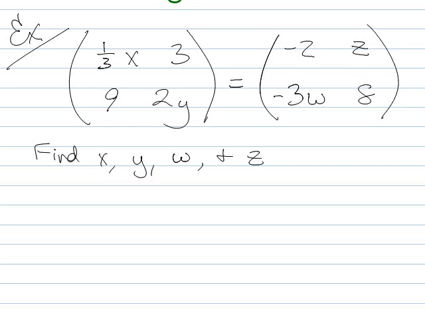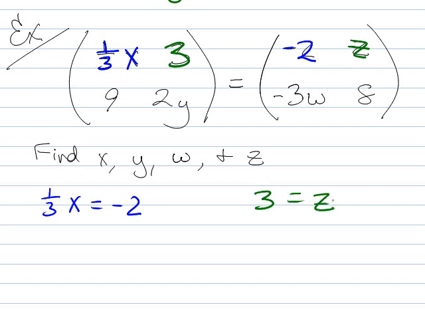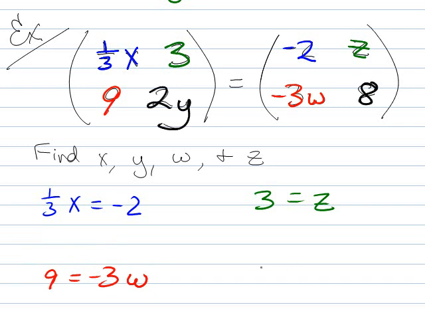So really what we want to do is set the corresponding elements equal to each other. So we can say 1/3 x equals -2. We can say 3 equals z. So see if you can get the other two. 9 equals -3w. Let me move down a little bit so I have some room. And finally, 2y equals 8.